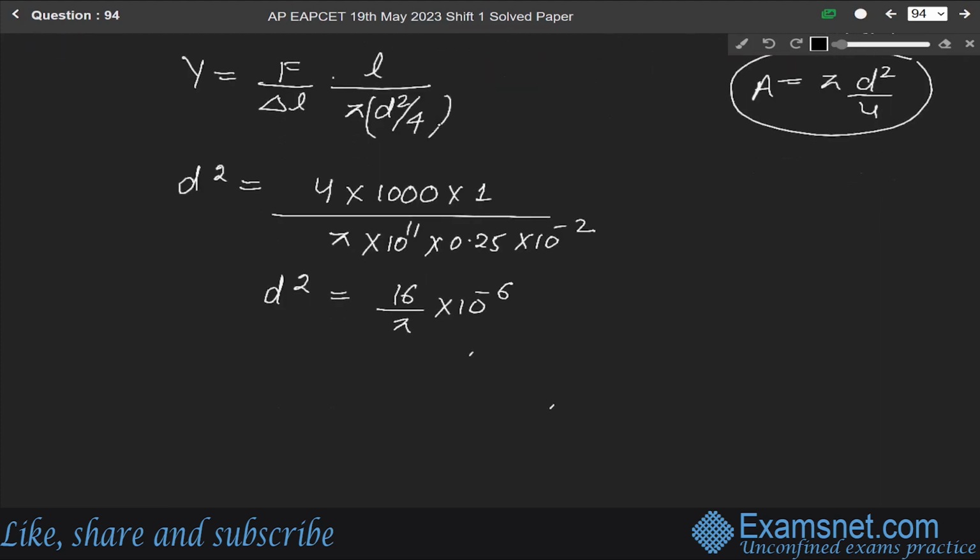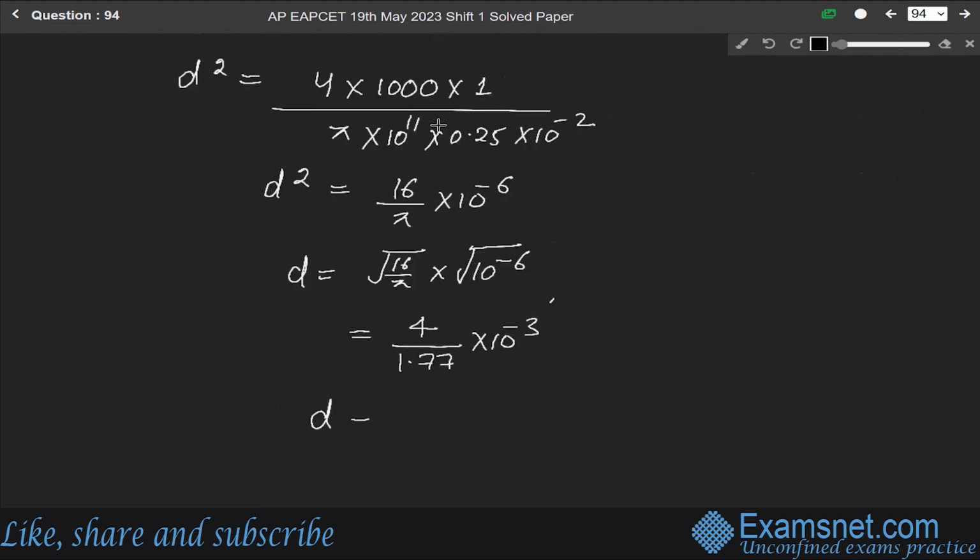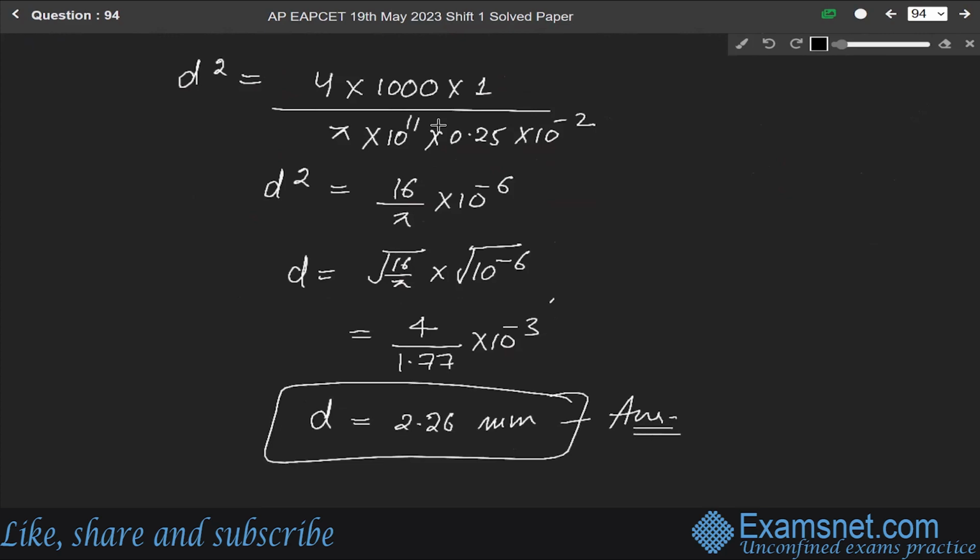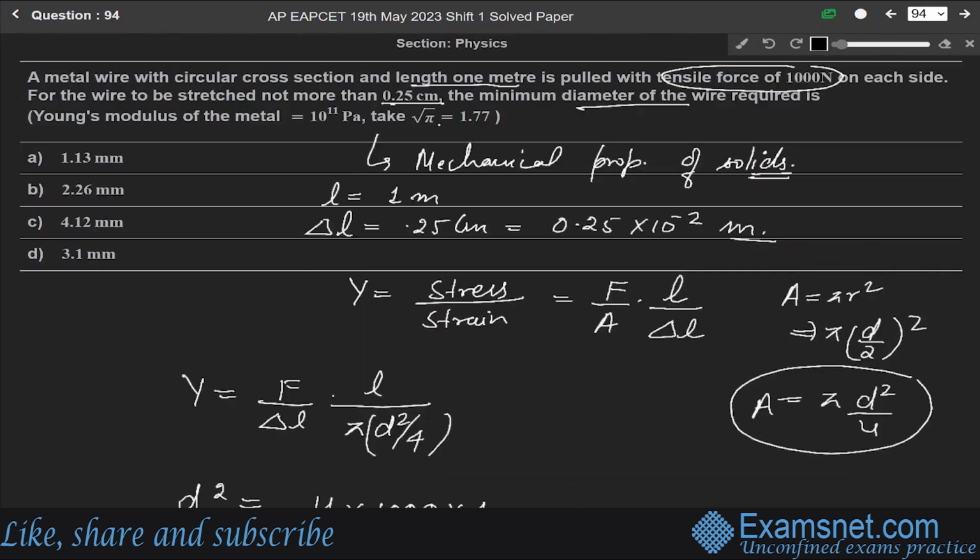So from this we get d is equal to root of 16 over pi into under root of 10 to the power minus 6. So it will be equal to 4 over 1.77 into 10 to the power minus 3, meaning the diameter will be equal to 2.26 millimeter. This is our final answer. So from these four options, option B, that is 2.26 millimeter, is the correct answer.